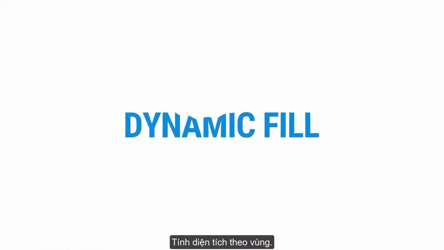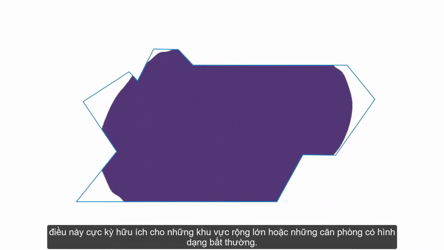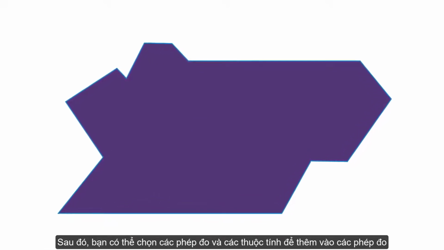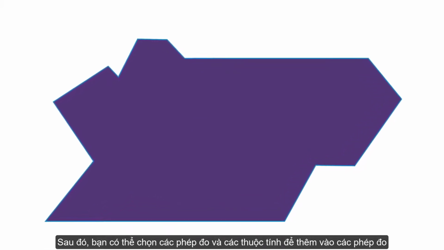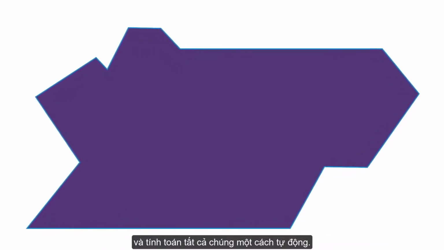Dynamic fill. Set boundaries and use a paint bucket type fill to define an area, which is incredibly helpful for things like large areas or irregularly shaped rooms. You can then choose what measurements and what properties you've set up to add to the measurements and calculate them all automatically.